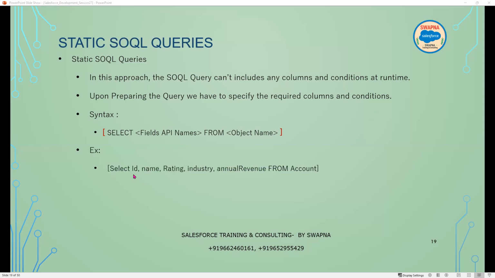Example: select ID, name, rating, industry, annual revenue from account. But where did we specify it? We specified it within the square brackets. Now here, the static SOQL query will be executed automatically by default. During the runtime, I cannot change the SOQL query. Whatever SOQL query I have written in the Apex class, exactly the same query gets executed while implementing the logic.